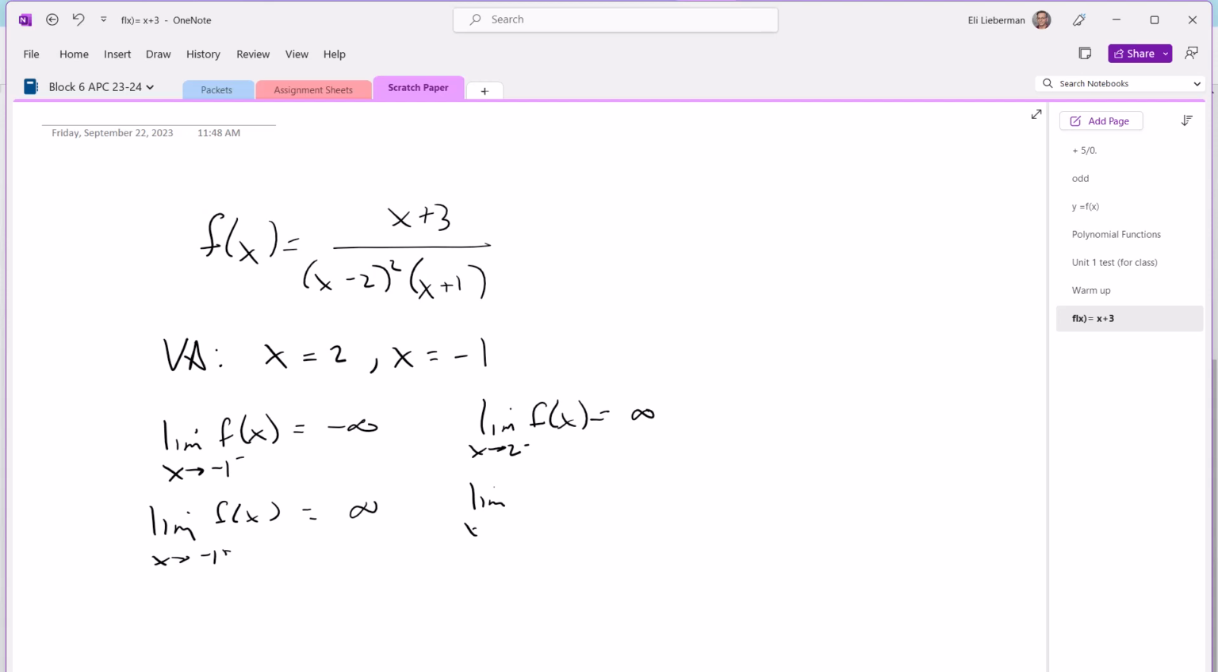And the limit as x approaches 2 from the right of f of x. Does anything change there? Not really. I think it's still positive infinity. Any questions about those? Okay.